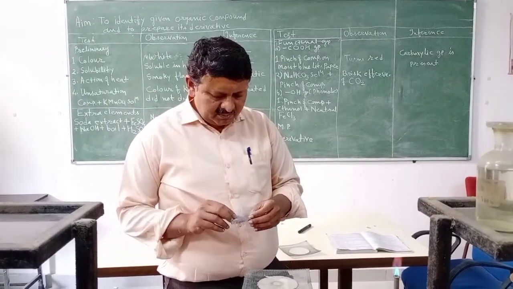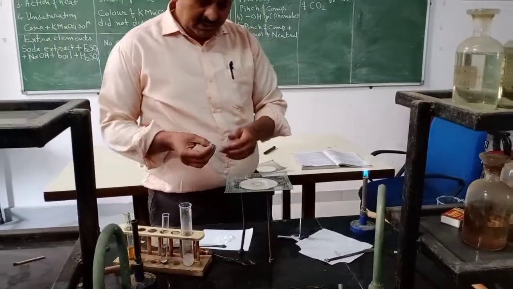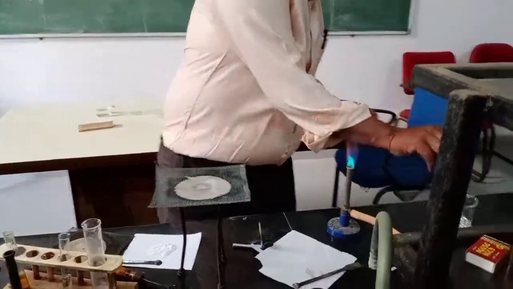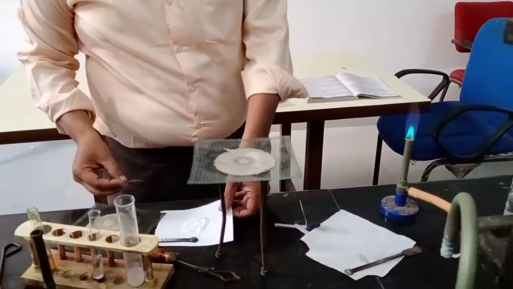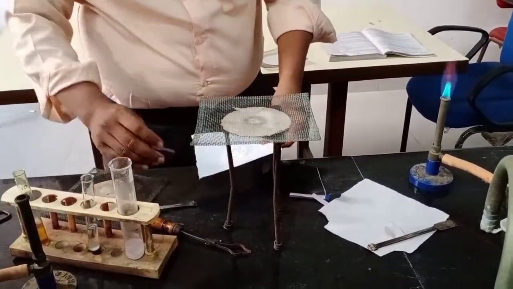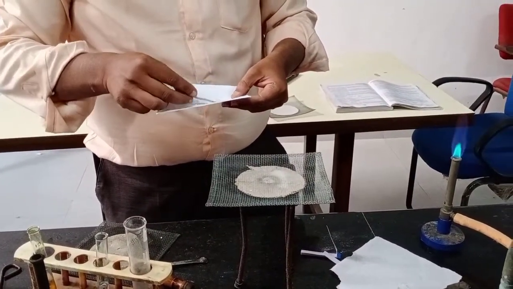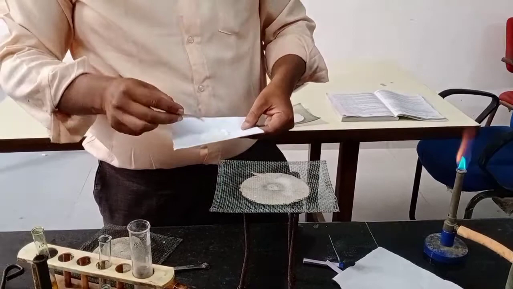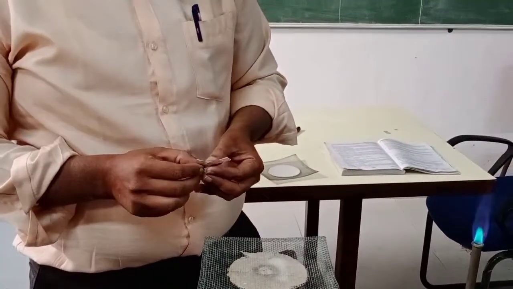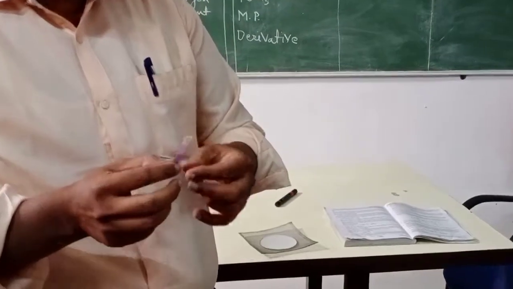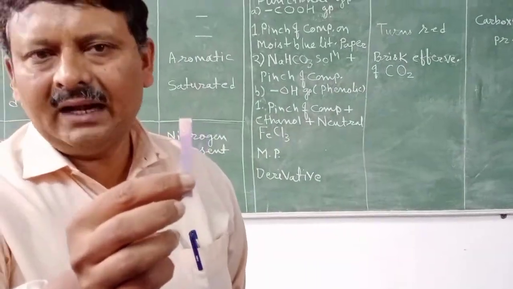This is the first preliminary test of the carboxylic group, blue litmus. We have to moisten it, and after moistening it, we have to keep it on the organic compound. What is our observation? Our observation is that the blue litmus changes to red.